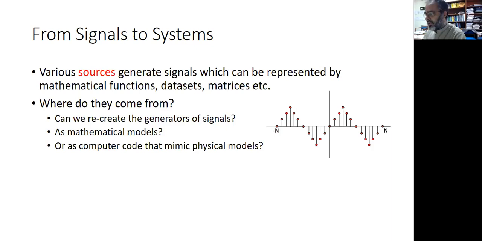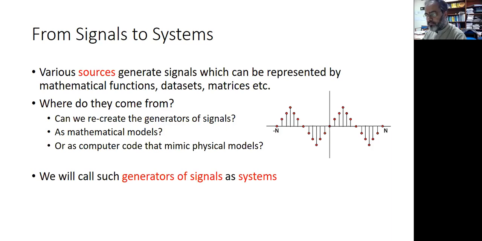So in some sense, we will be mimicking what is happening in the physical world, and we'll try to simulate that in computer code in order to understand what's going on. So we want to understand how the world works. We are going to create mental models, mathematical models, that can be coded as computer programs, and then they will give us insights into what the physical world is doing. So in this way, we are moving from signals to systems, and system is going to be the main word for today. All right. So as I said, we will call such generators of signals systems. Systems is like the sister concept to signal.